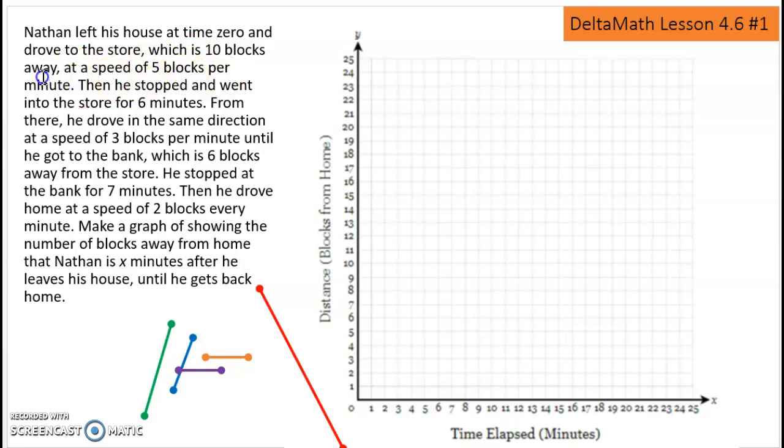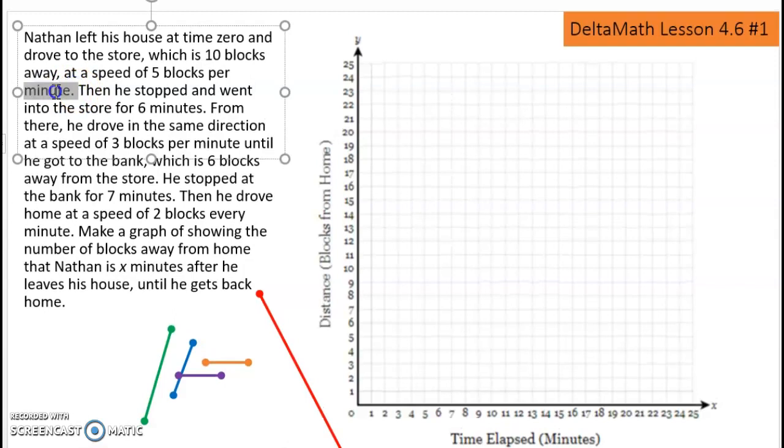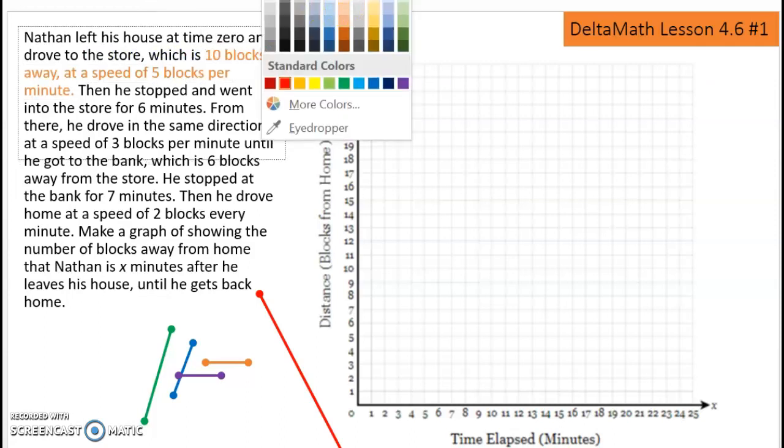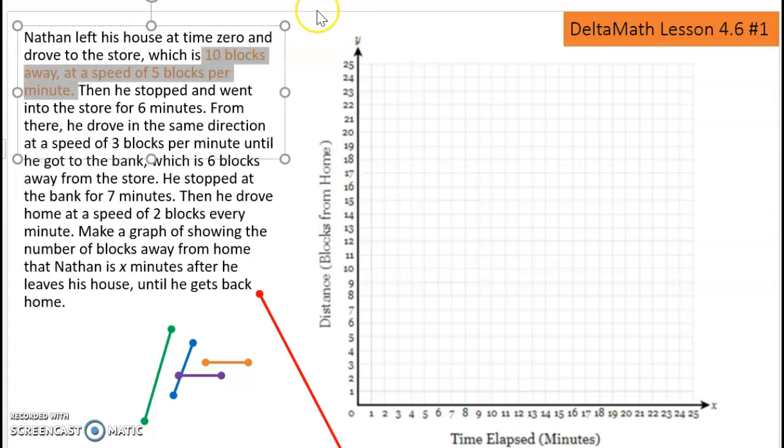So I'm going to take this information and I am going to change the color of the text so that I can really focus in on what it means. 10 blocks away at 5 blocks per minute. So if I'm thinking that through, that is a rate, okay? You're going at a rate of 5 blocks per minute, okay?